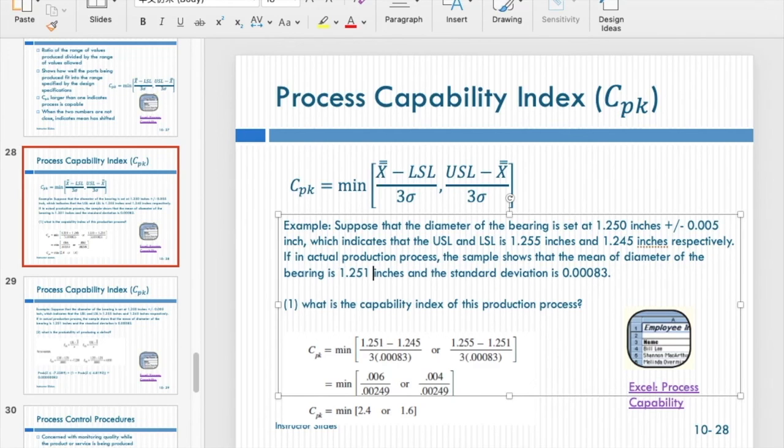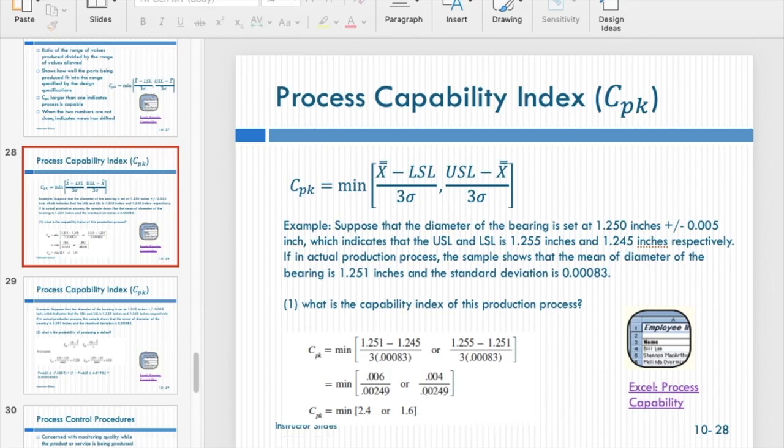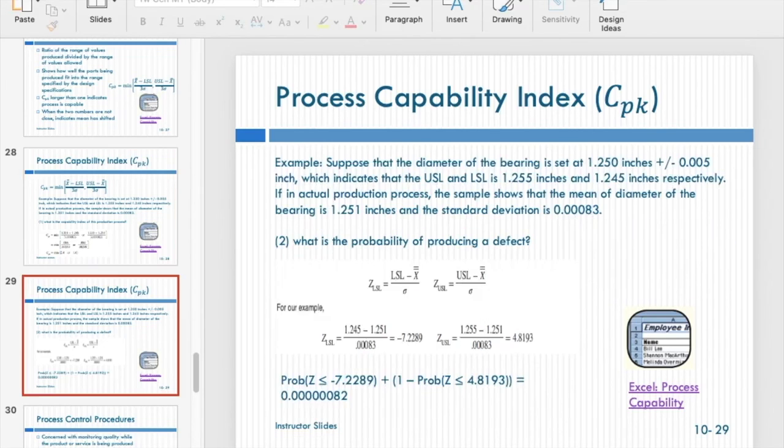Okay, if I ask you, by getting the capability index, is it a good index or bad index in terms of the production process? It's good. Why? Because the rule of thumb is that when the CPK is above 1, it's already good enough. Since it's 1.6, it's good. Okay, it's already acceptable. So this would be the first question.